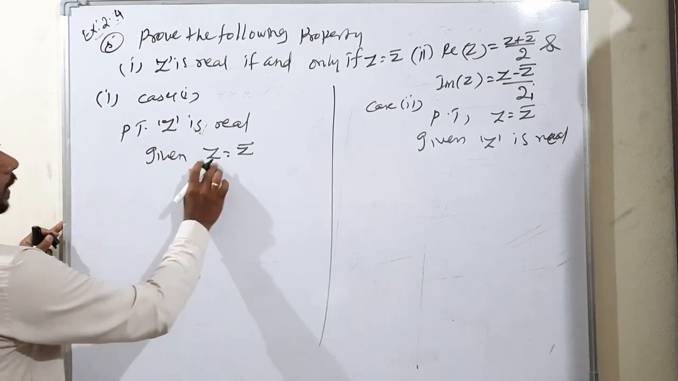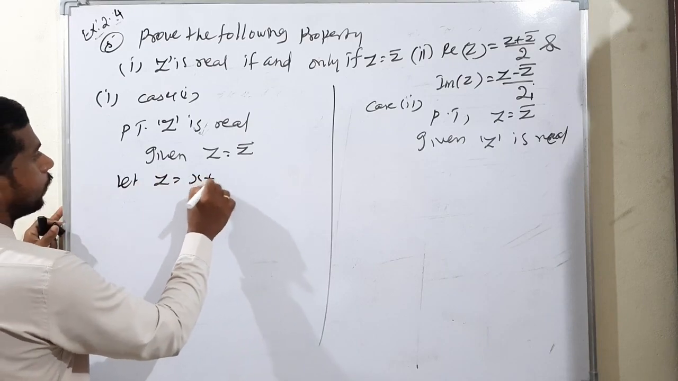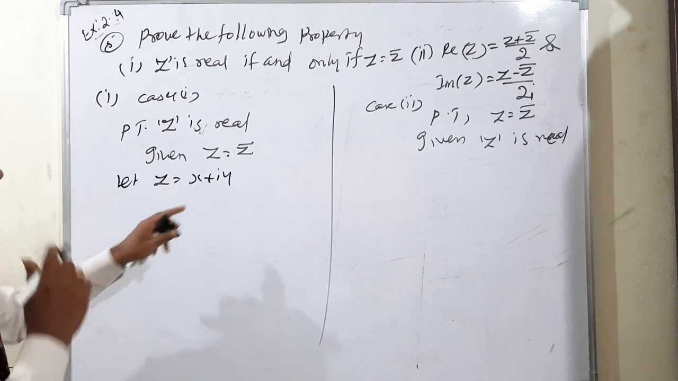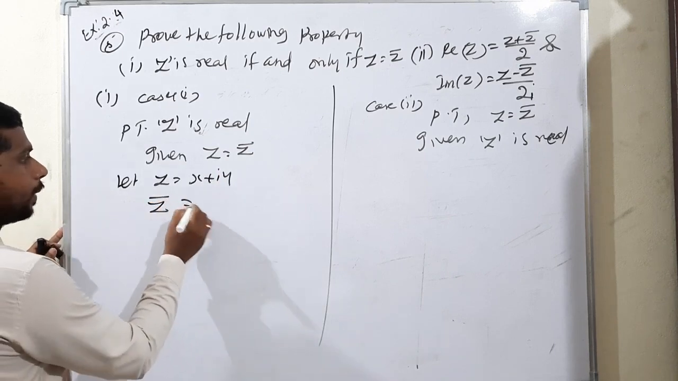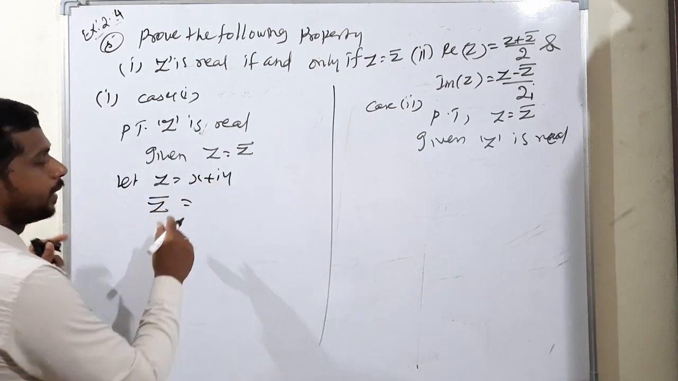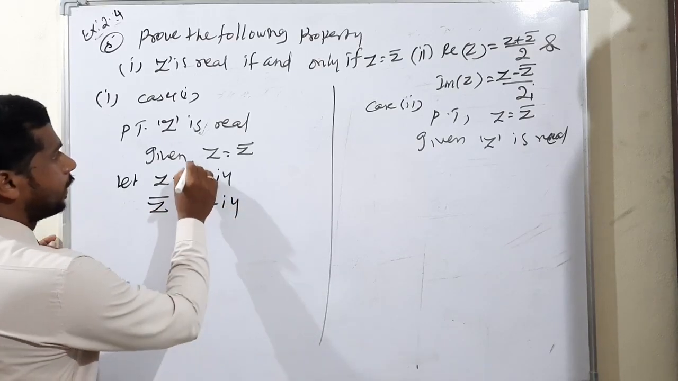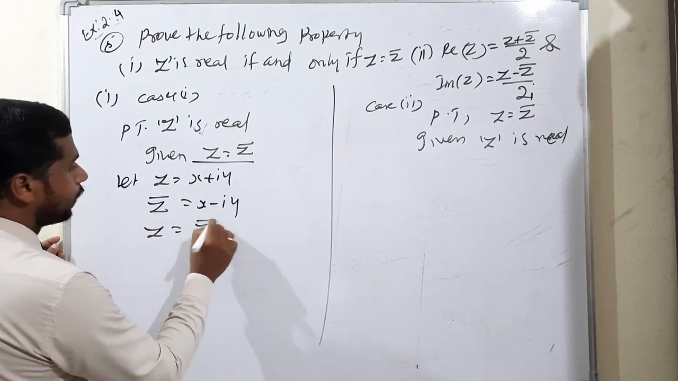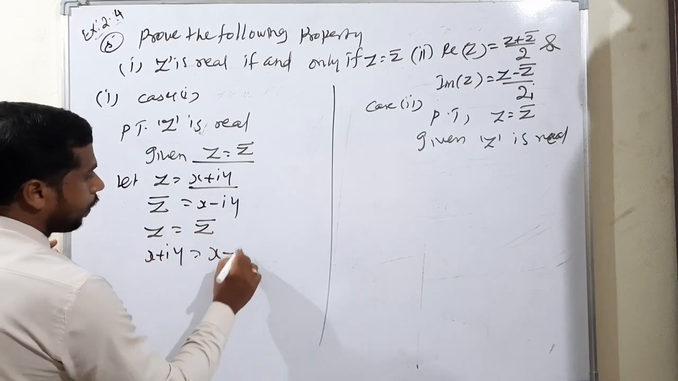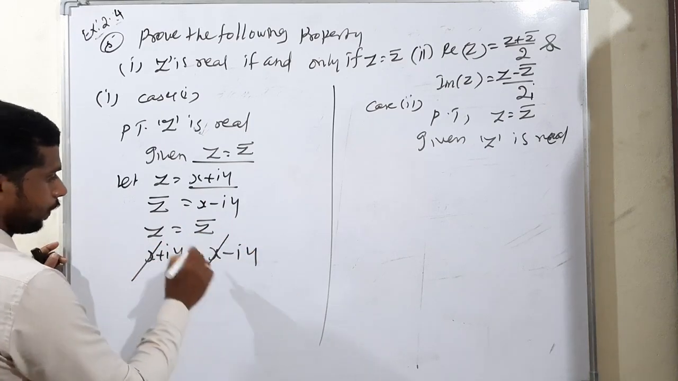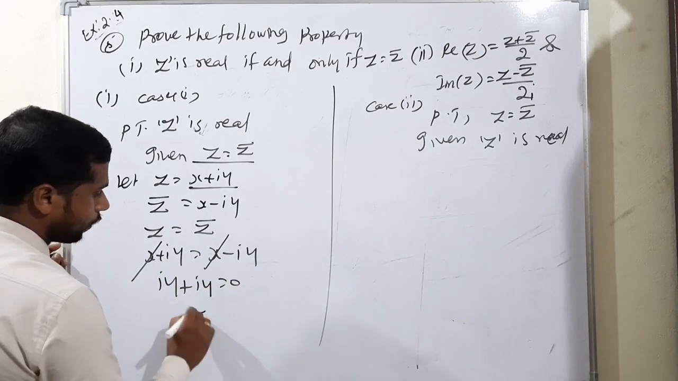First one, given condition Z = Z bar. Let Z = x + iy. Then Z bar is the conjugate, and conjugate means we change the sign of only the imaginary part, so x − iy. The given is Z = Z bar: x + iy = x − iy. So x cancels, and bringing −iy to the opposite side gives a positive iy, so 2iy = 0.